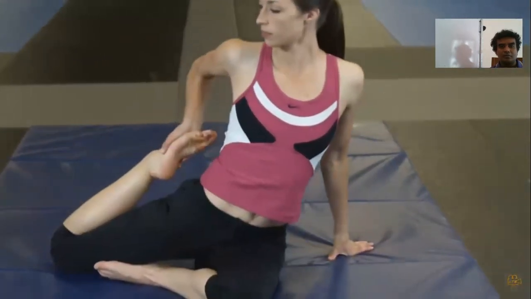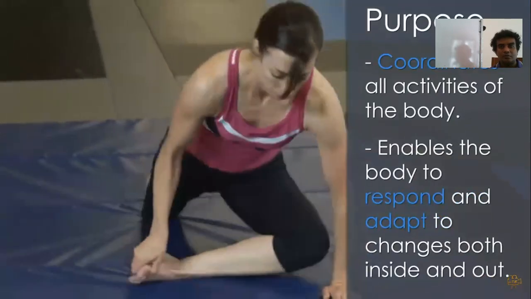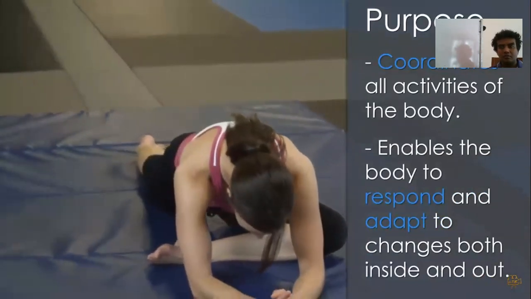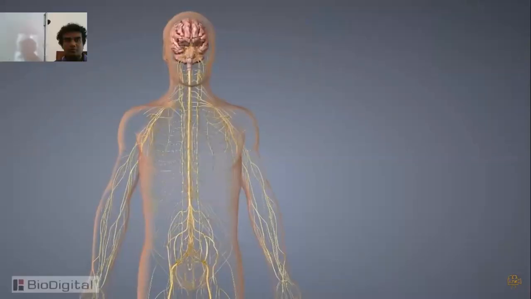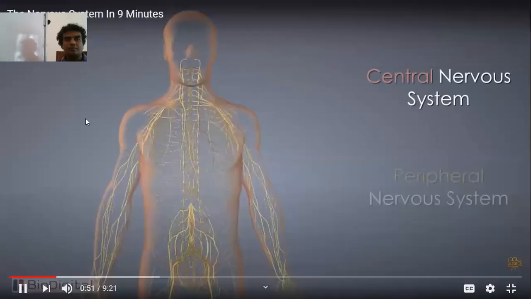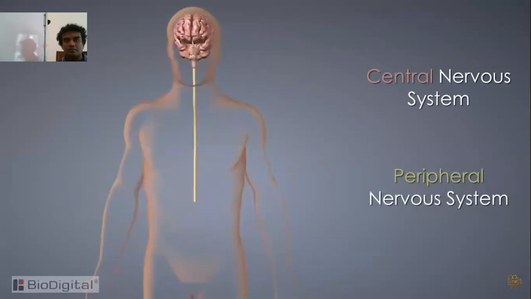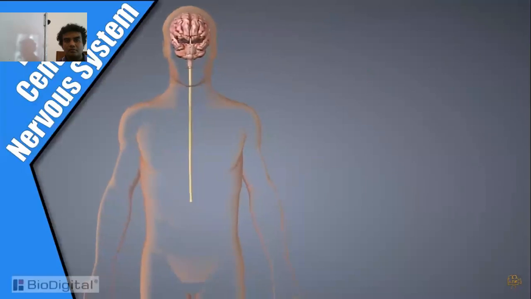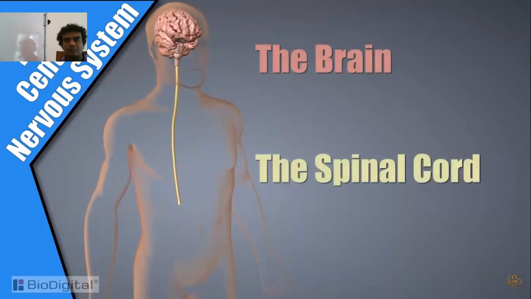To begin, let's look at the primary function of the nervous system. The basic purpose is to coordinate all of the activities of the body. It enables the body to respond and adapt to changes that occur both inside and outside the body. Now, the nervous system is actually split into two parts, the central nervous system and the peripheral nervous system. We'll explore the peripheral later, but first, let's look at the central nervous system. The central nervous system is made up of two major structures, the brain and the spinal cord.